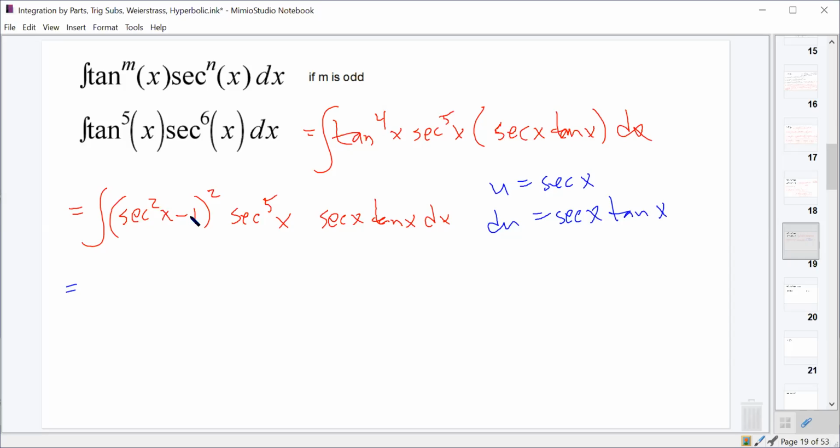So secant squared minus 1 squared will give a secant to the 4th to start with, times secant to the 5th is secant to the 9th, or u to the 9th. And then we have a minus 2 secant squared times the secant to the 5th, so minus 2 u to the 7th, and then plus 1, so plus u to the 5th.